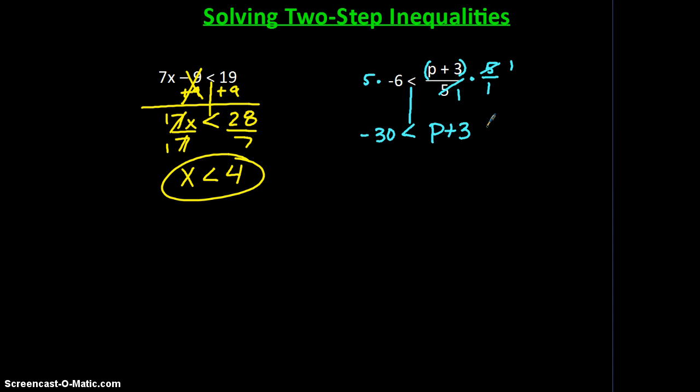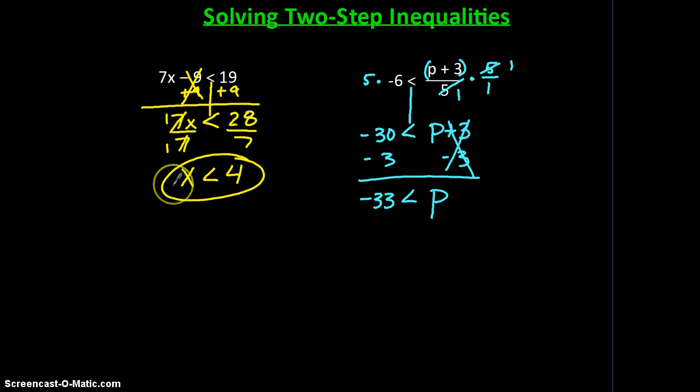And now it's a one-step inequality. In this case, now I need to get this p, this variable, alone, so I have to subtract 3 from both sides. In that case, it allows me to get p plus 0, so I have p. My inequality, because I'm not multiplying or dividing here, stays exactly the same, and now it's just an integer problem where I have two negative signs, same signs, so I'm going to add and keep those. That's a negative 33.